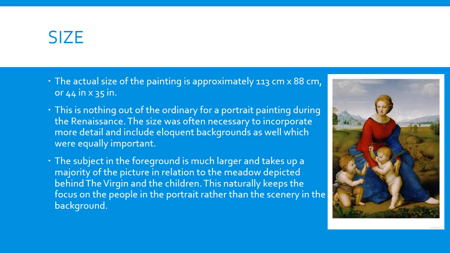The subject in the foreground is much larger and takes up a majority of the picture in relation to the meadow that is depicted behind the Virgin and John the Baptist and Jesus Christ. This use of larger size, especially in the foreground of the painting, emphasizes the aerial perspective that Raphael is using and keeps the focus on the Virgin herself rather than the actual background.